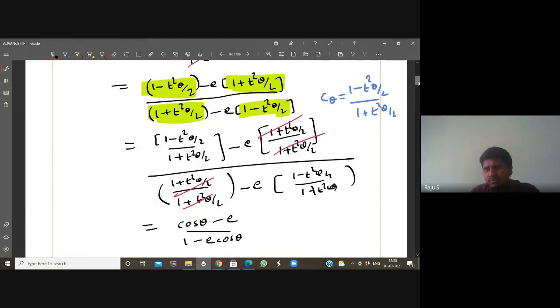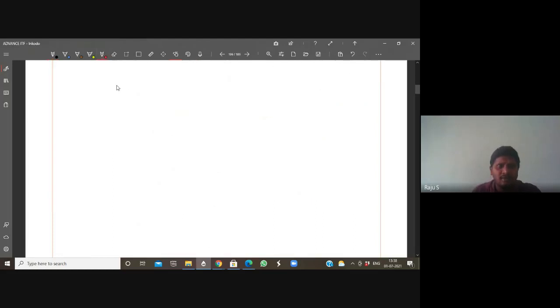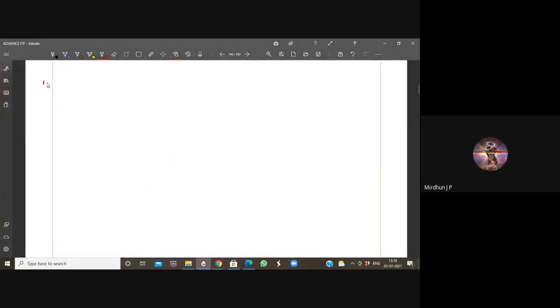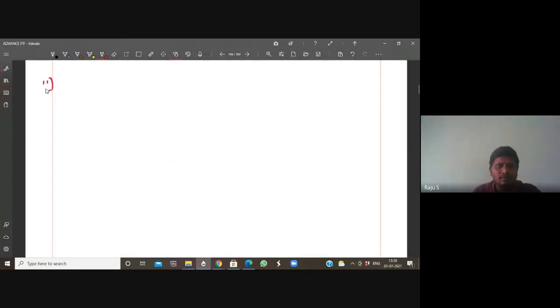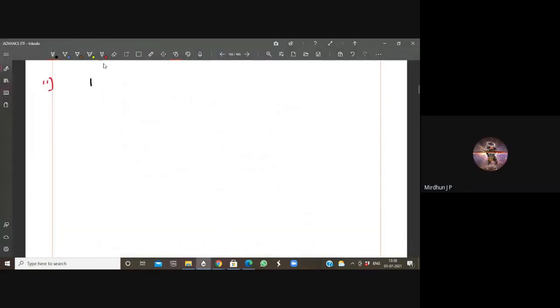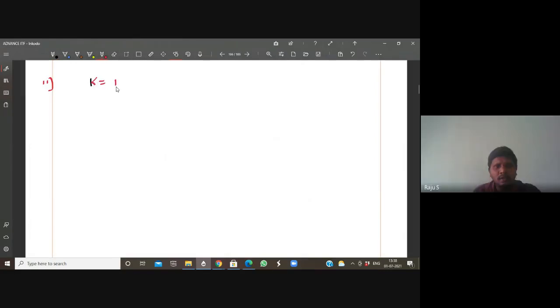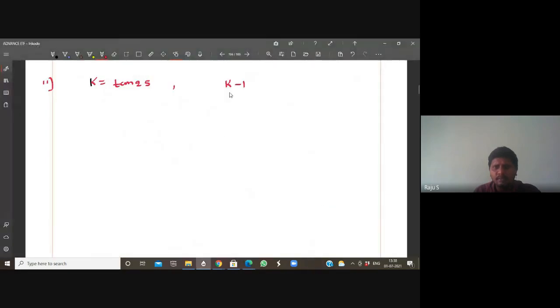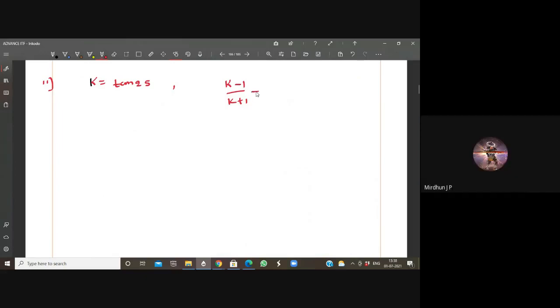Right, next question. Tan 25. Tell me, students, what is the... We can write tan 2 into 25 is equal to 2k, sir. Okay, right. Then tan 50 is equal to cot 30, sir. K is equal to tan 25 is there. What is the LHS value they have given? Nothing but what is the value we are required to find? K minus 1 by K plus 1 plus K plus 1 by K minus 1.